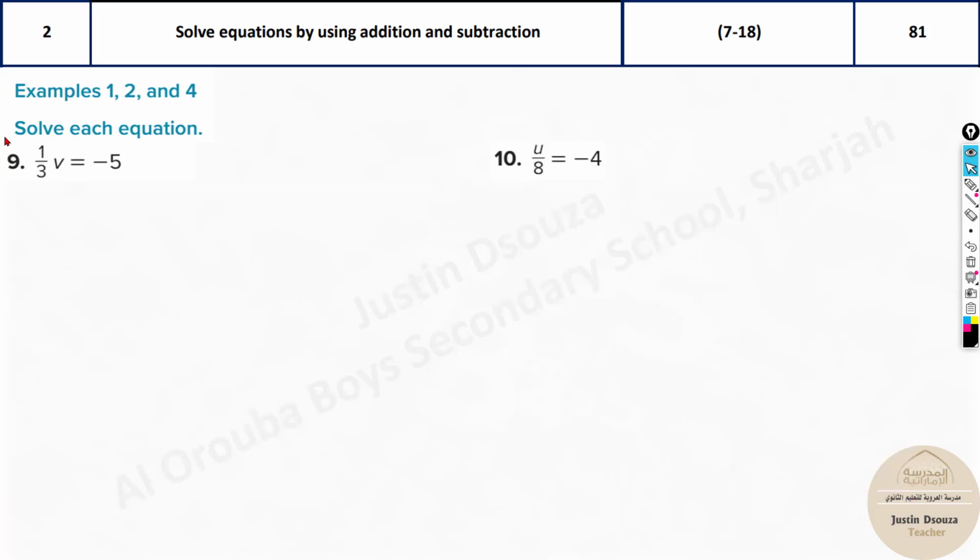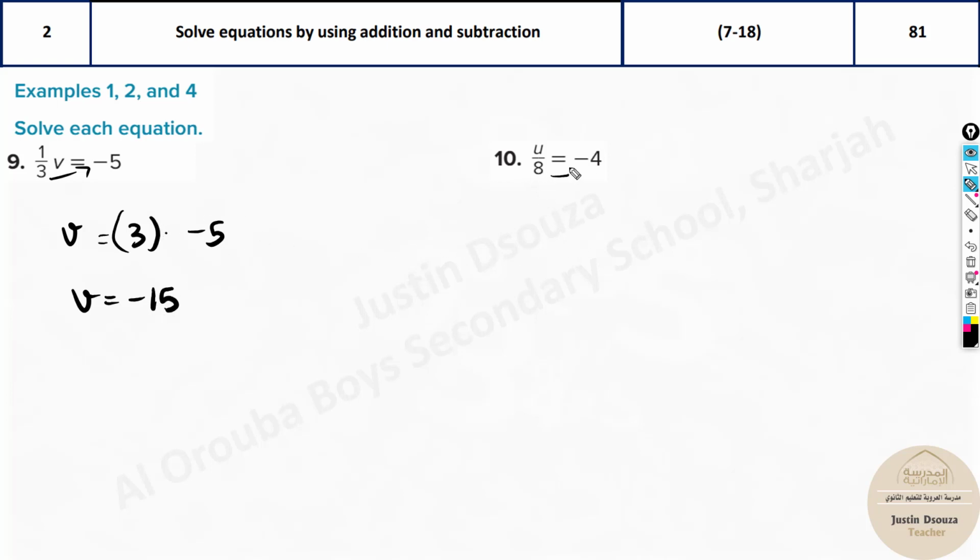Now, I'll do fractions as well. 1/3 of v. So what happens? We leave it over there. This 3 in the denominator, take it to the other side. 1 multiplied by v, it will be the same thing. This 3 goes to the other side. It becomes 3 multiplied by minus 5. So v is equal to negative 15. 3 times 5 is 15, and the negative sign.